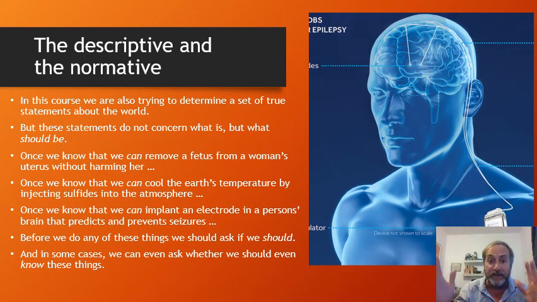we know that we can do it. Before we actually do any of this stuff, it's a good idea to ask if we should, right? In some cases, we should even ask whether we should even try to know certain things, right? So this is the realm of normativity. What should happen? What should we do? It's like the other half of life, at least, right? Knowing what there is and then knowing what to do about it.